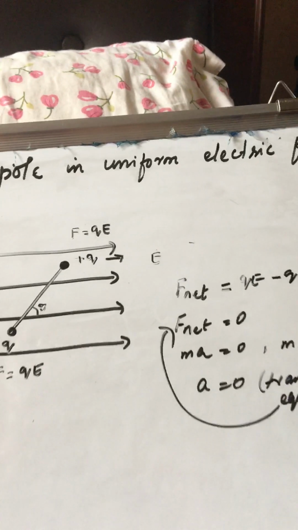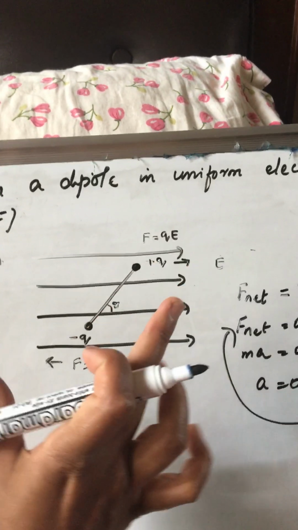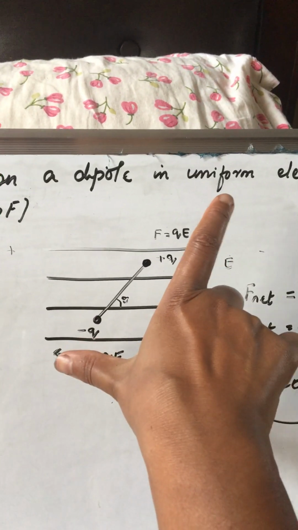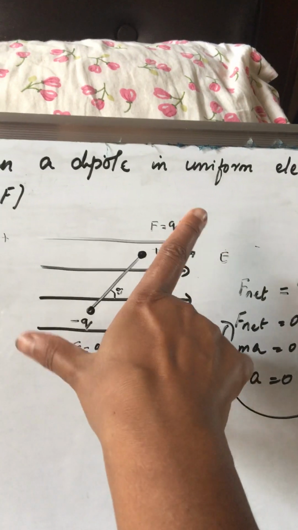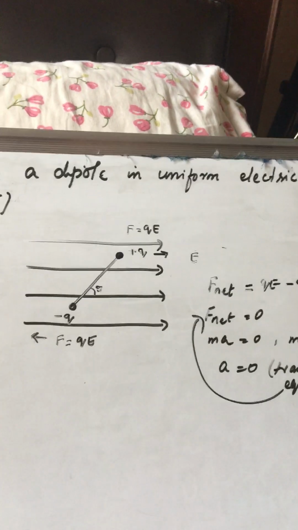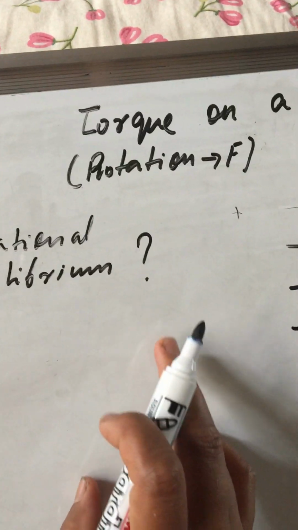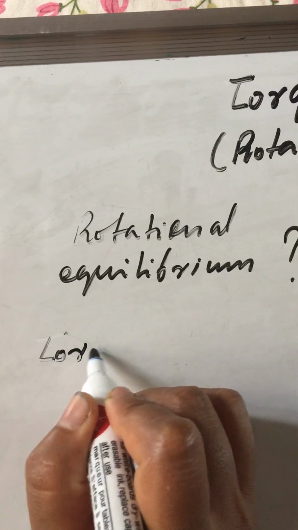Now you see, one force is dragging the positive charge across here and another is dragging across here. So there comes rotation, right? When there is rotation, there cannot be rotational equilibrium. So when there comes rotation, what concept do we have to study? We need to study the concept of torque.